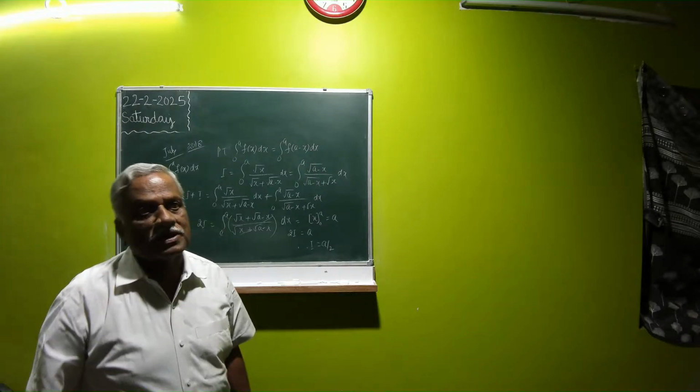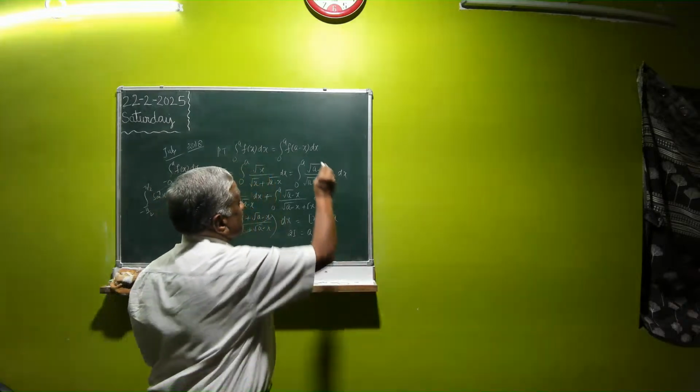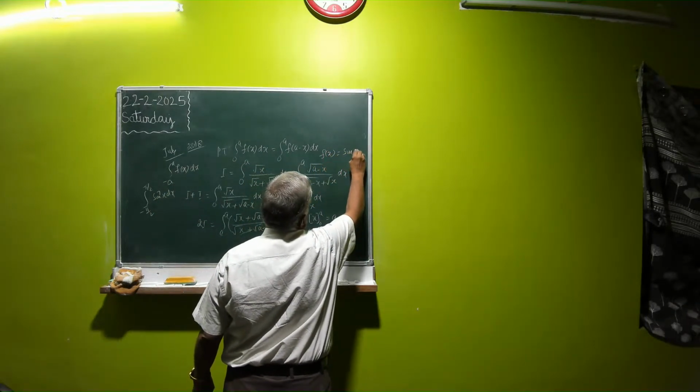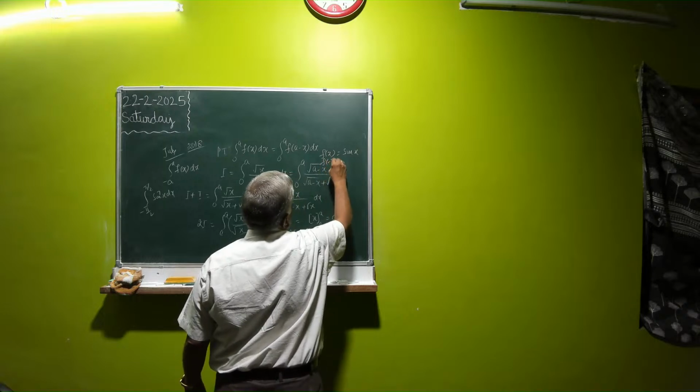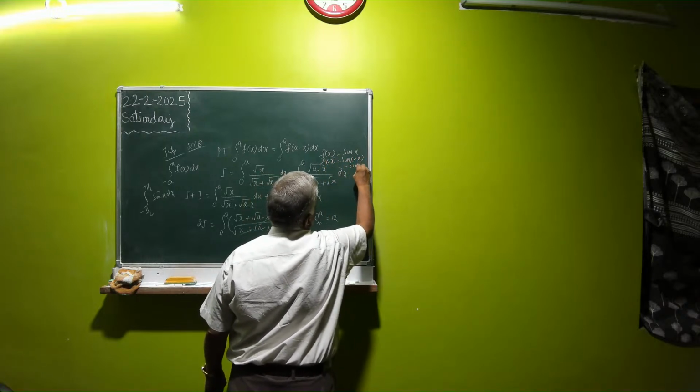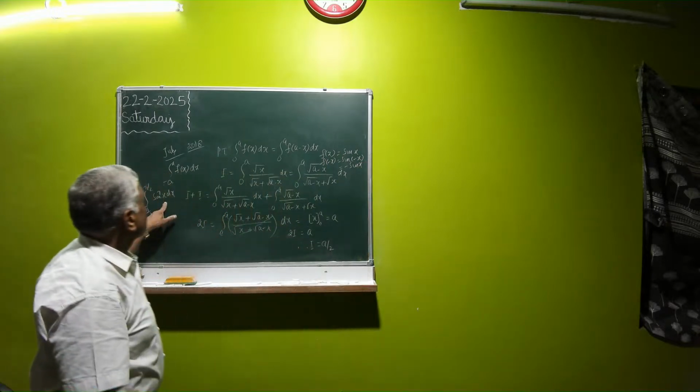You know sin x is an odd function, because if you take f of x equals sin x, then f of minus x is sin of minus x, that is minus sin x. So it's an odd function, therefore it is 0.